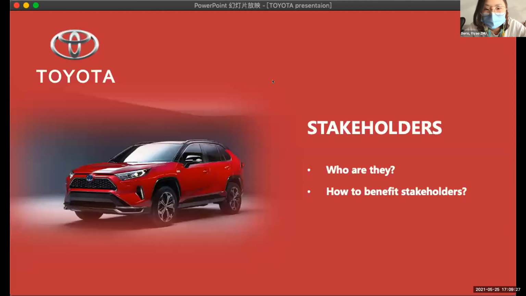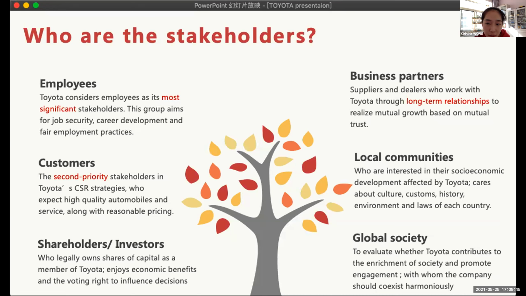Okay, talking about Toyota stakeholders, let's first have a look at who they are. Employees who aim for a satisfactory workplace are always the most significant group for Toyota, followed by customers as a second priority. Shareholders or investors enjoy financial profits, and with business partners, there is long-term cooperation. Other wider groups include local communities and global society, with whom Toyota should coexist harmoniously on the basis of socio-economic, cultural, and environmental development. To benefit these stakeholders, here are the actions taken by Toyota.